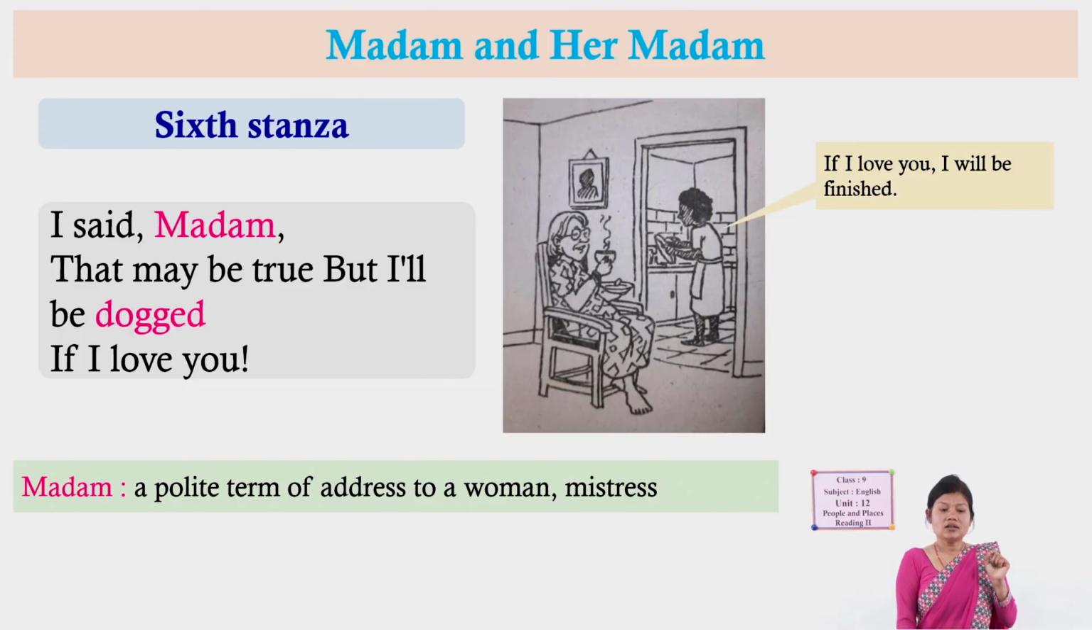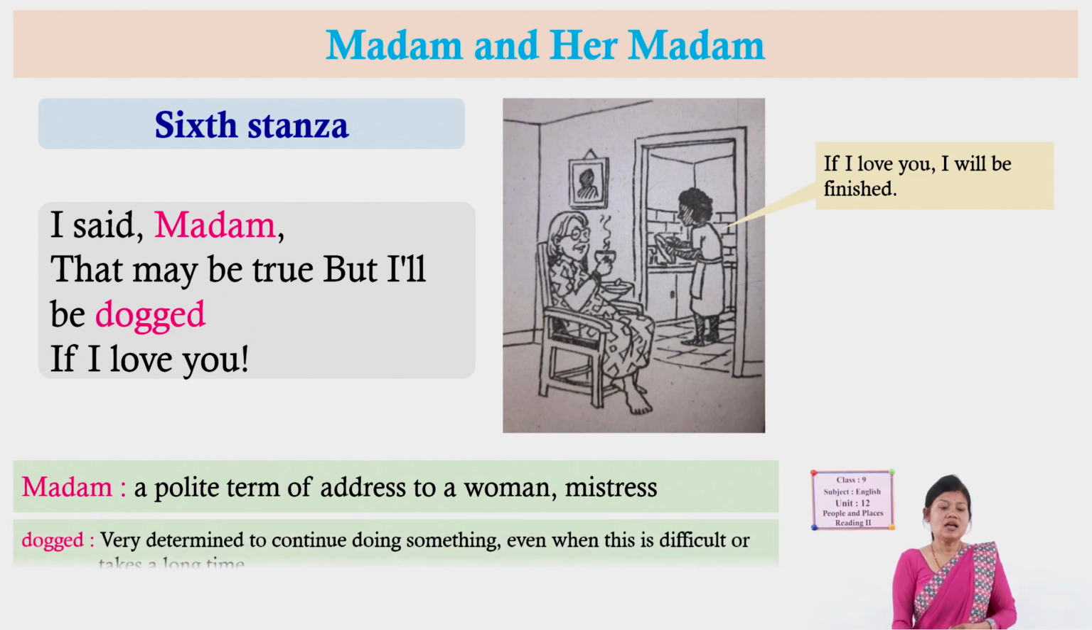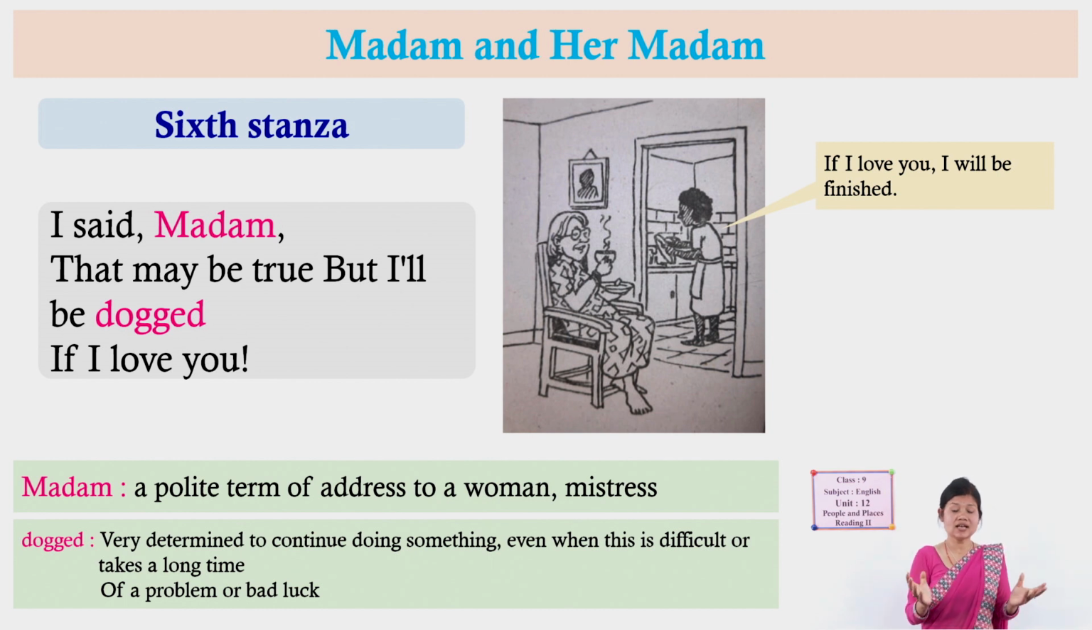Madam is a polite term; when we address a woman, a mistress, an owner, we say simply madam. And then dogged, which has multiple meanings: very determined to continue doing something. If you are stubborn, if you are determined, once you decide to do something, even though it is difficult to accomplish, if you are fixed in your purpose, that is also dogged. But in the context of this poem, it means bad luck or full of problems.